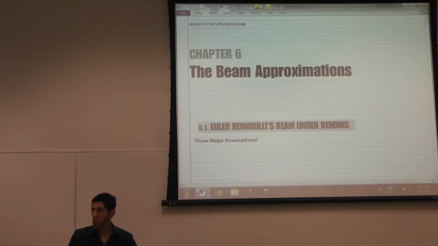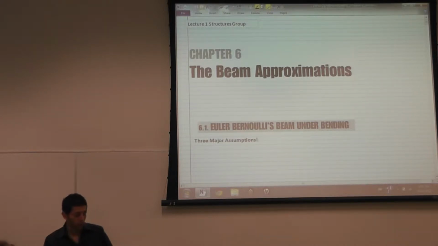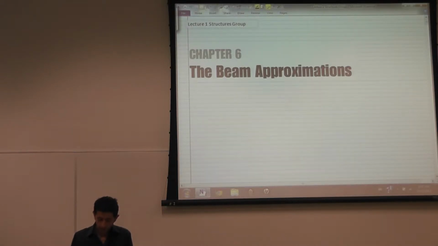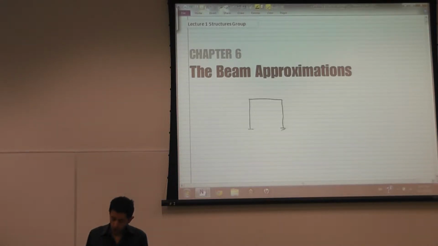As a structural engineer, you utilize the beam approximation in almost 99% of what you do in the industry. 99% of the time you look at structures, you look at columns and you look at beams, you analyze these, and you find what you call bending moments, shearing forces.